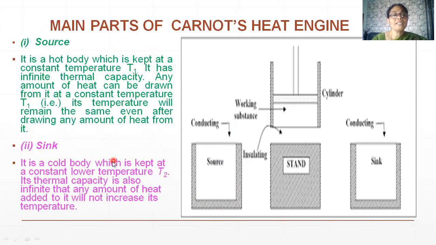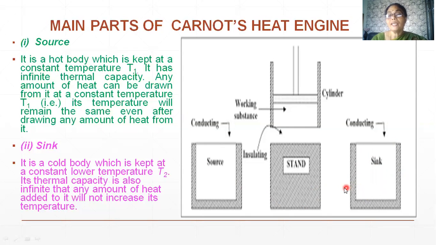Next important part of the ideal heat engine is sink. Sink is also a reservoir of heat. Like source, sink is also a reservoir of heat. Sink is maintained at constant low temperature T2. Here source is maintained at constant high temperature T1, whereas sink is maintained at low temperature T2. Its thermal capacity is also very, very high. That means even though a certain amount of heat is taken away or some amount of heat is added to this sink, the temperature will not change. It always remains constant at T2.